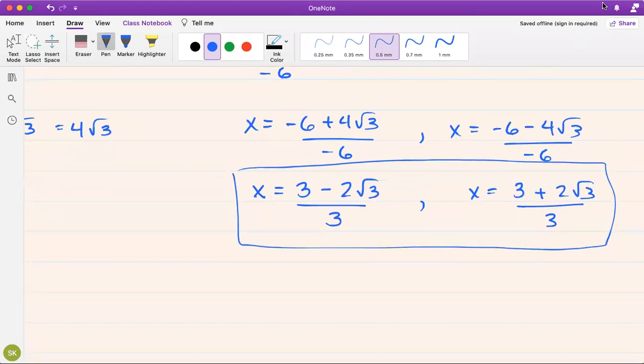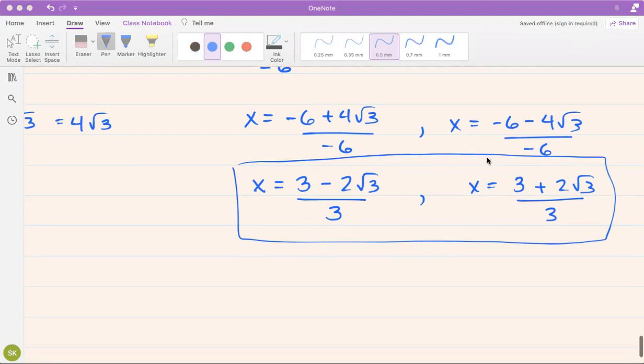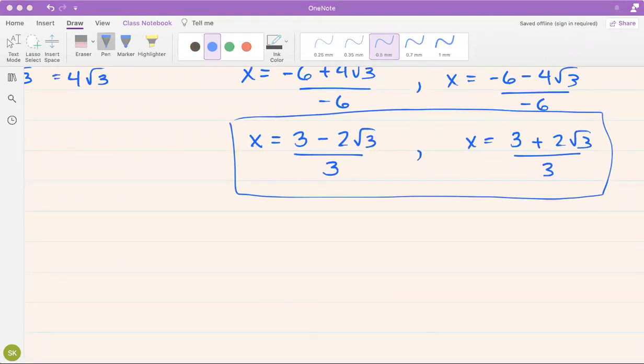We can get an estimate for these. Let's put into a calculator just so I can have an idea of what this is. I'm going to put in 3 minus 2 root 3 over 3 in a calculator. So let me do that. That is about negative 0.15. And the other one is about 2.15.